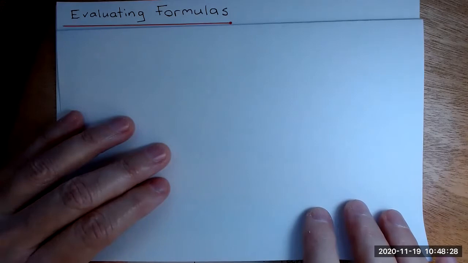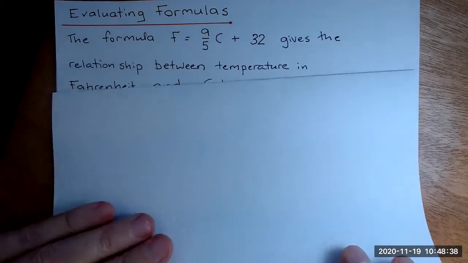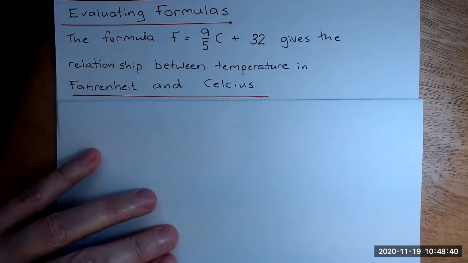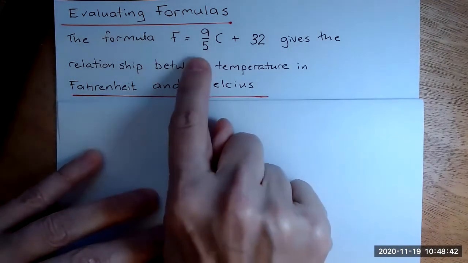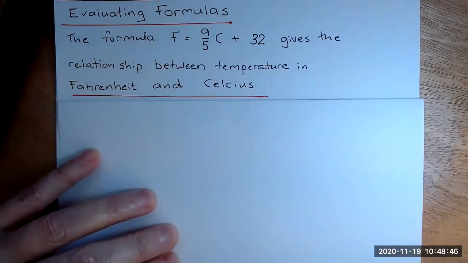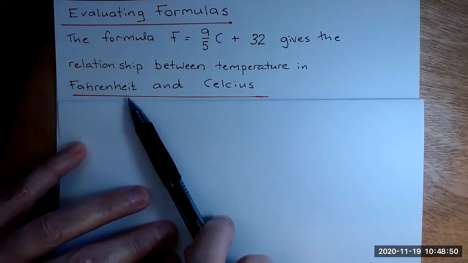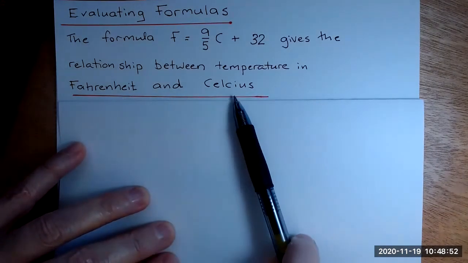Evaluating formulas. A formula is just an equation that is an expression between two or more variables. Let's look at a particular formula. The formula F is equal to 9/5 C plus 32 gives a relationship between the temperature in degrees Fahrenheit, which we use in the United States, and degrees Celsius that is used all over the world.